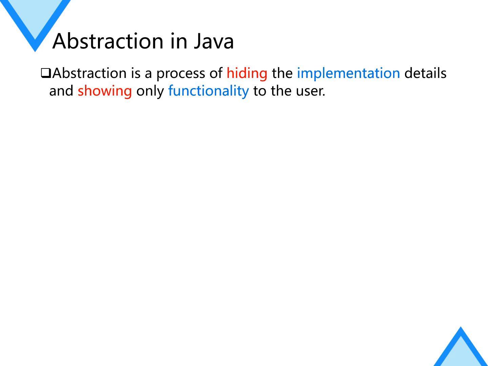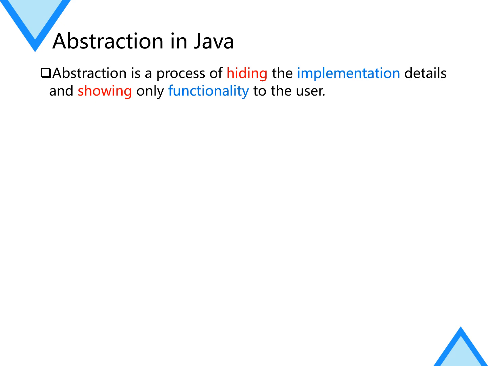Abstraction is a process of hiding the implementation detail and showing only functionality to the user. If we hide detail of the implementation and only the functionality is shown to the user, so we say this software having abstraction.